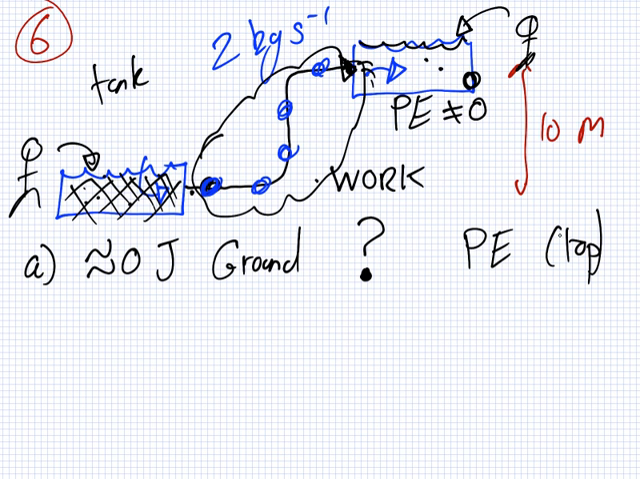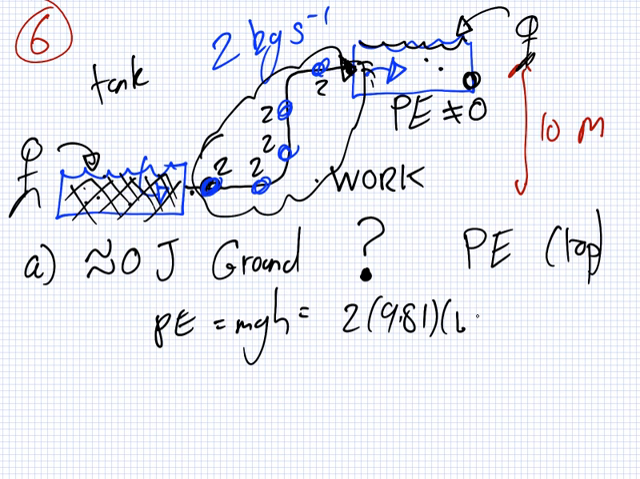Okay, so we better calculate it. What I'll do is look at a 2 kilogram bit of water. What's the potential energy of that bit of water when it's up the top? It's mgh. Yeah, it's 196.2. What do you say it was? 196.2 joules. So this little bit of water got its energy from the pump.